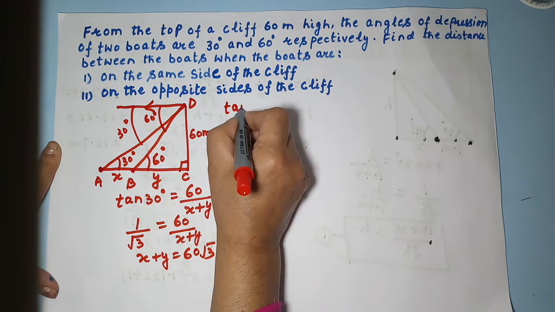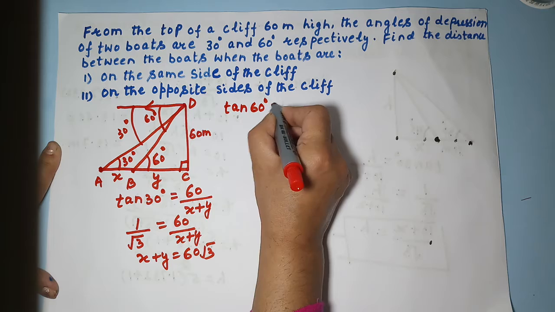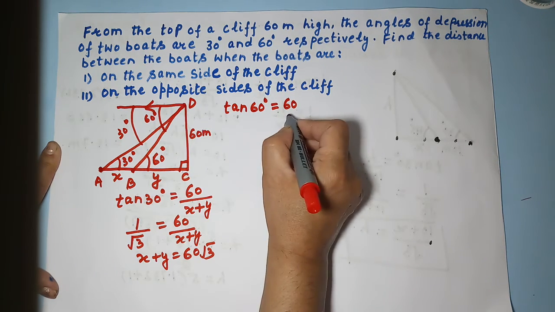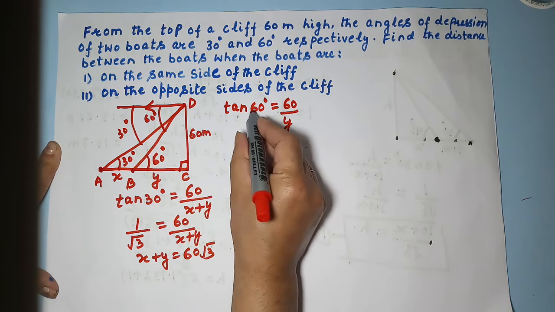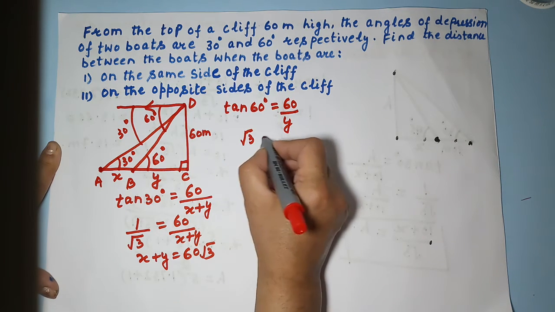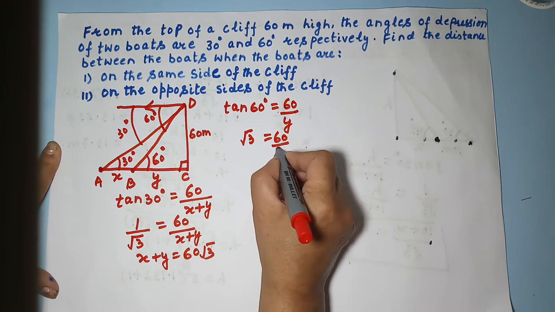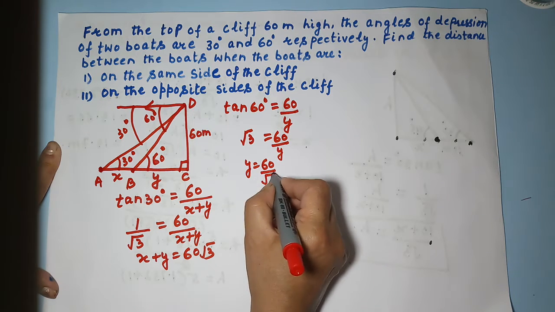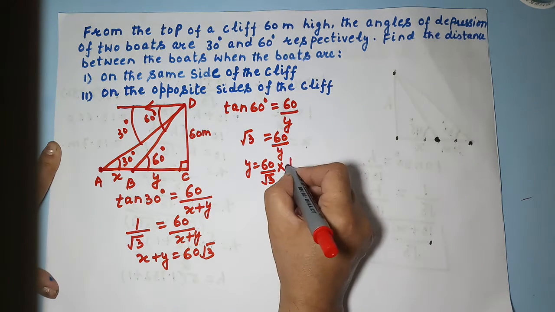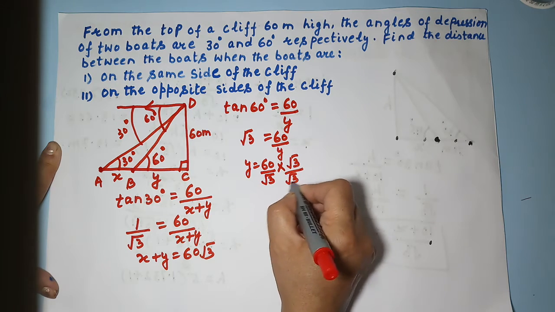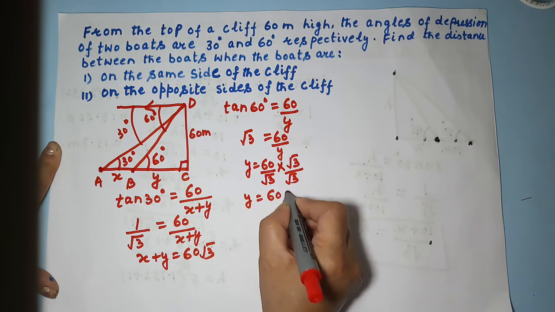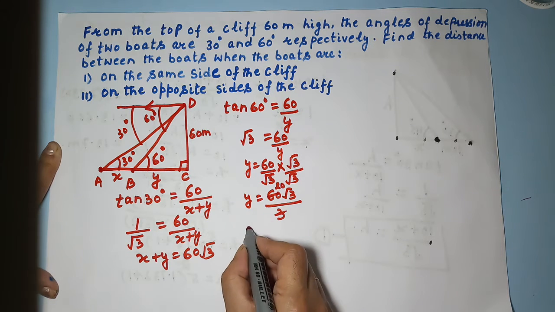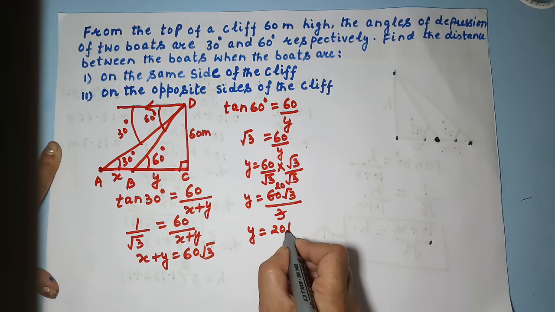So I'll have tan 60° equals this distance, height of the cliff, upon y. Now I know that tan 60 is root 3, equal to 60 upon y. So my y will be 60 upon root 3. So if I rationalize this, this will become 60 root 3 upon 3. So 3 20s are 60. So I got y as 20 root 3.